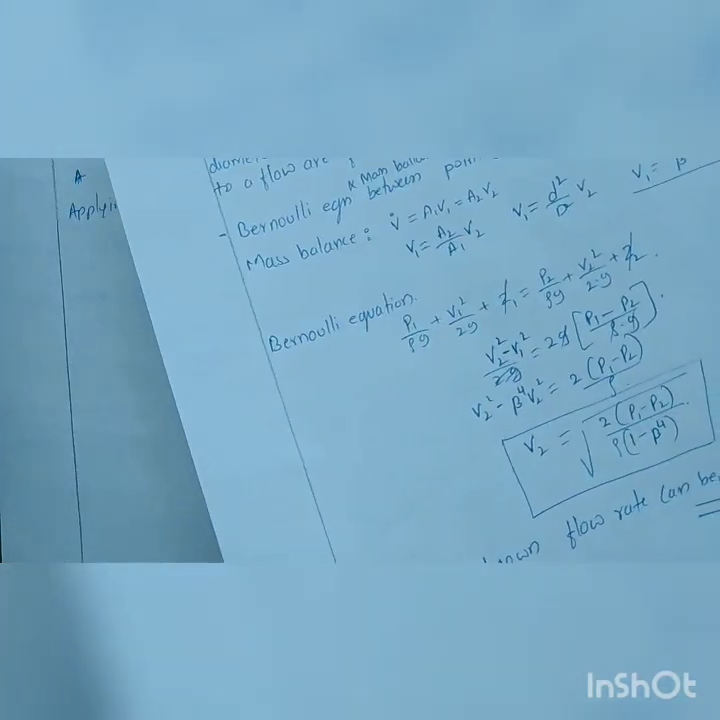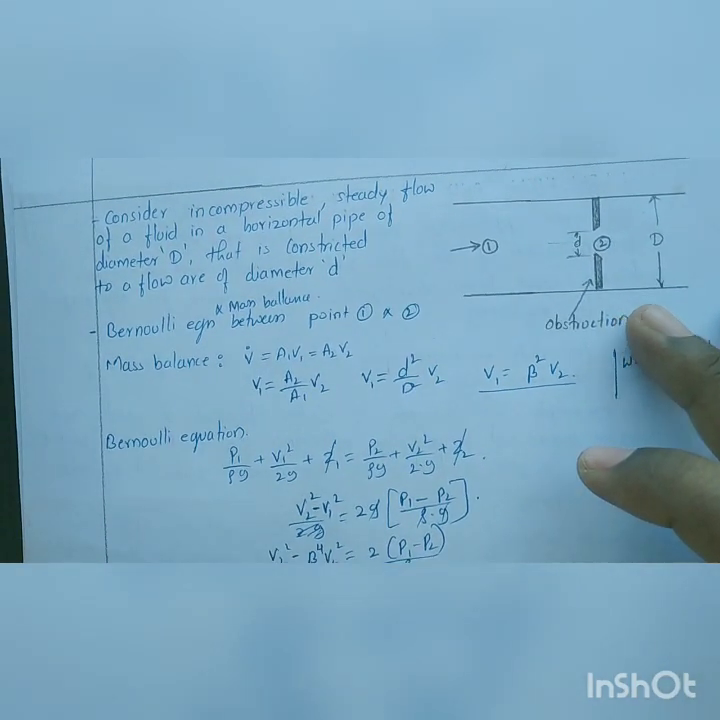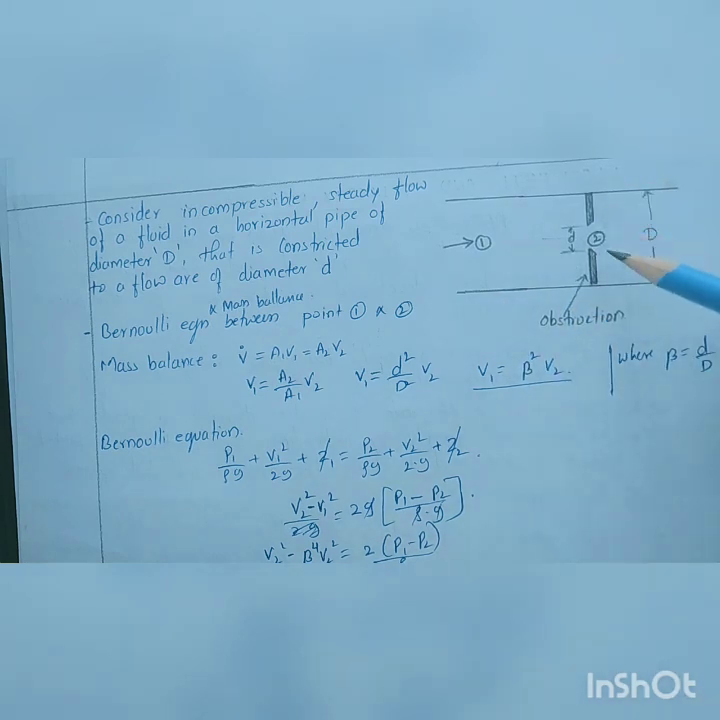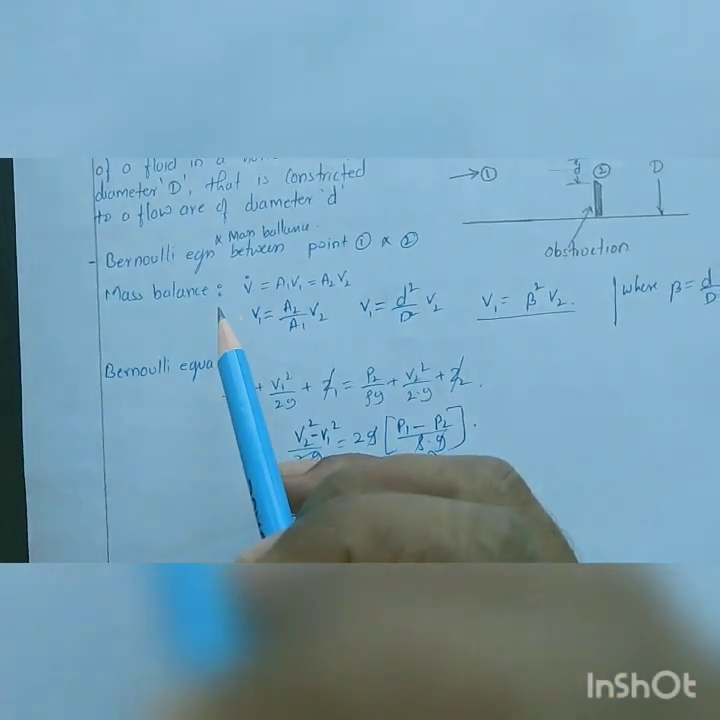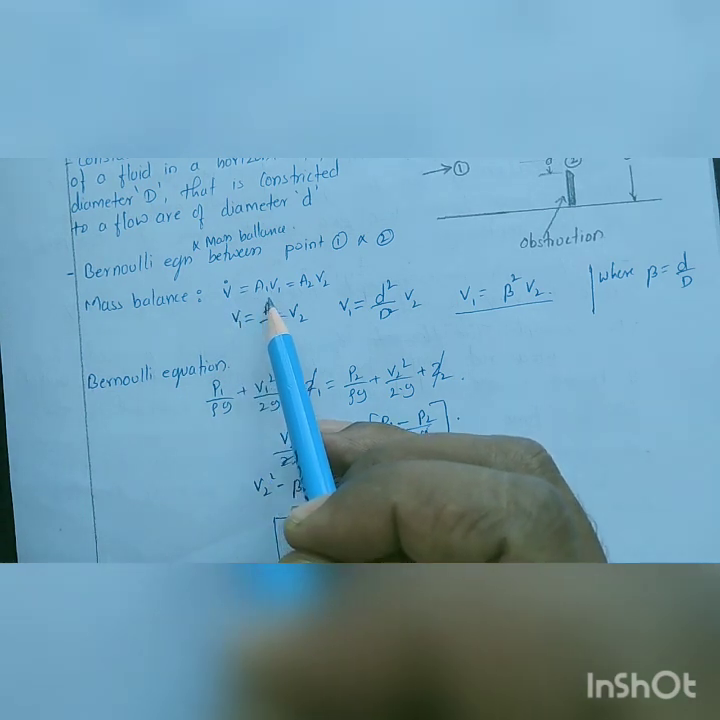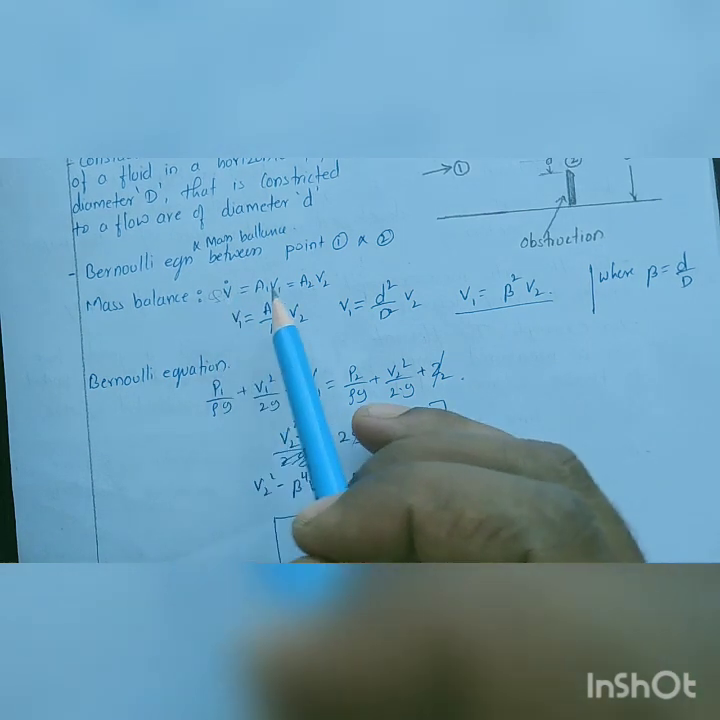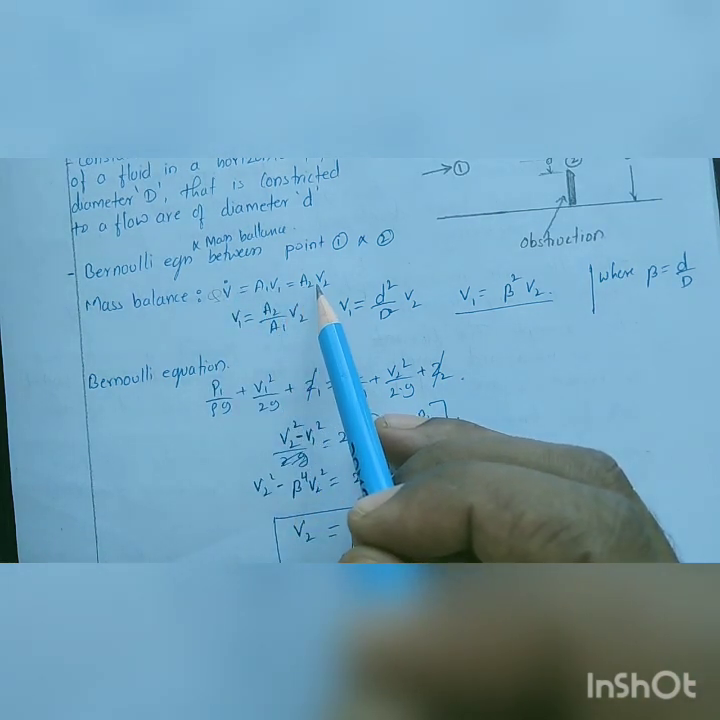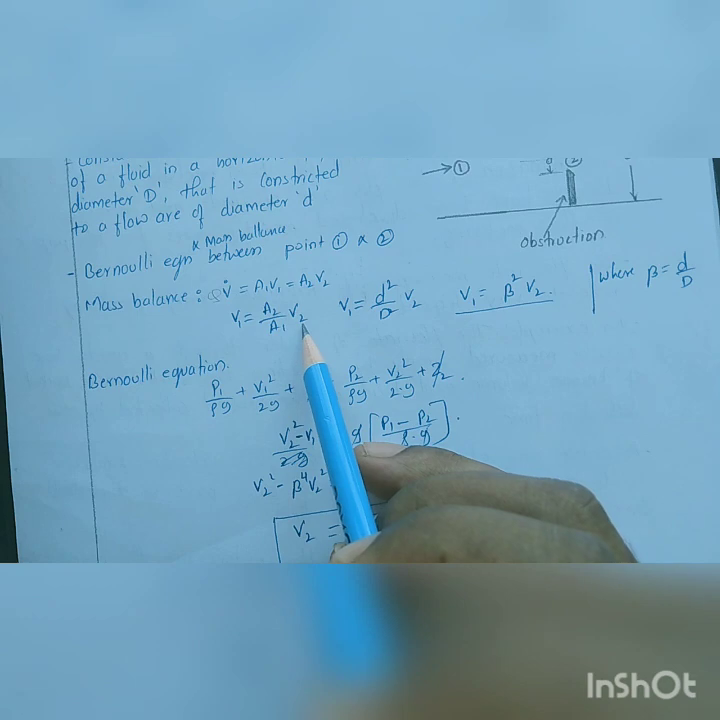Okay, now let's look at the expression for that, the principle on which it works. Suppose there is a pipe and I have an obstruction with a small opening where the diameter is d and pipe diameter is capital D. When I apply the continuity equation, mass balance, the discharge, which I have written as V dot, you can also write as Q, is A1 V1 equal to A2 V2. So V1 is equal to A2 by A1 times V2.